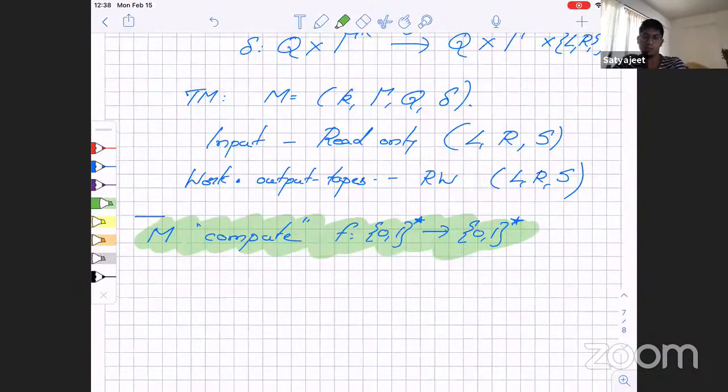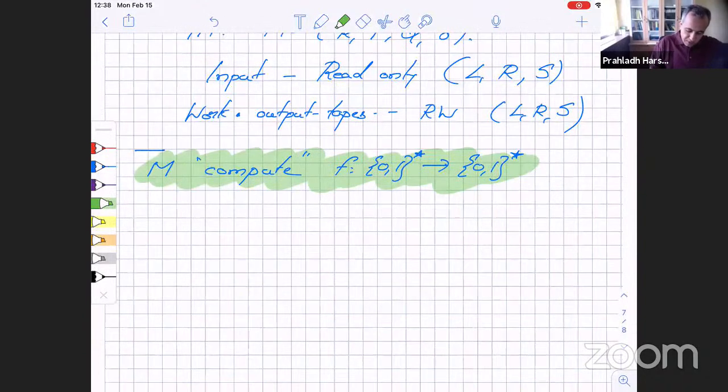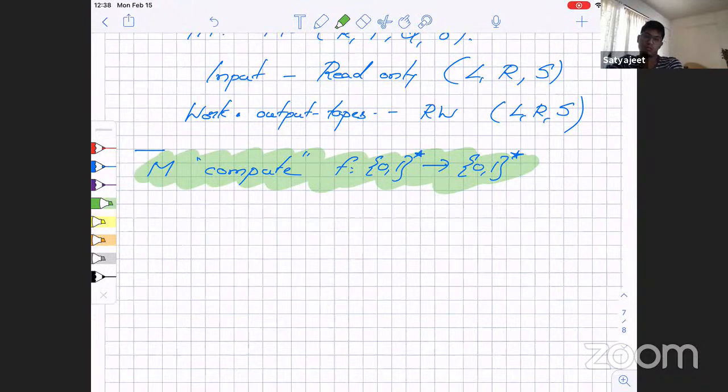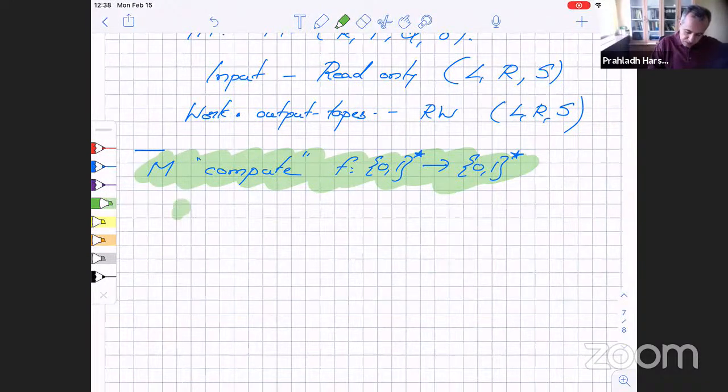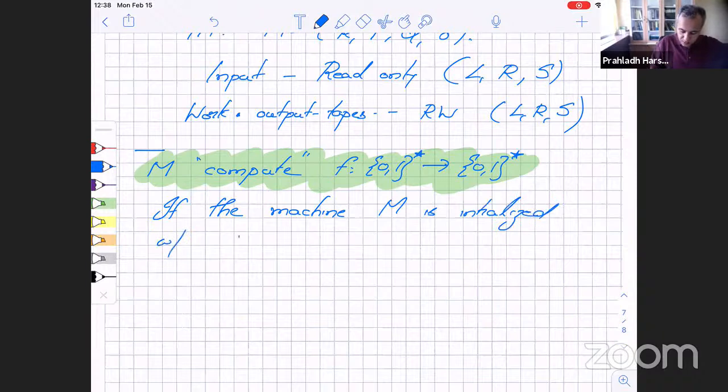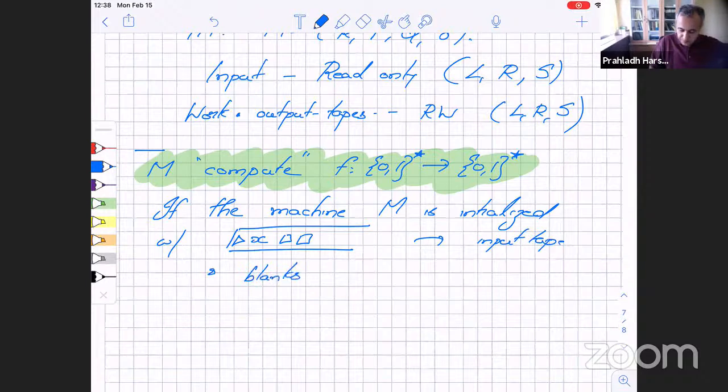Maybe it outputs f of x on the output tape. Yes, exactly. So what I'm going to say is this is the case if the machine M is initialized with x on the input tape and blanks on the other tapes, and with q start as the start state. Then you let the machine run.